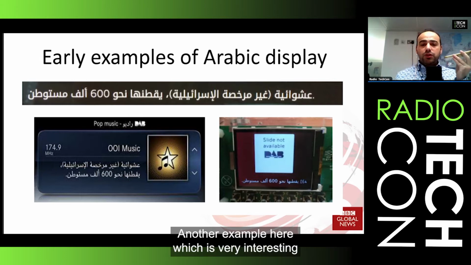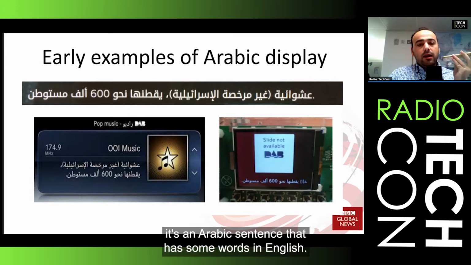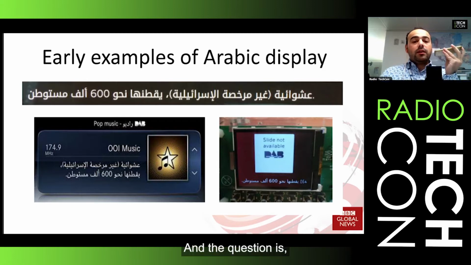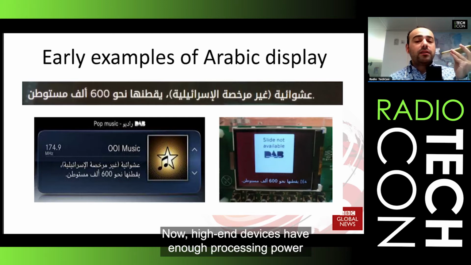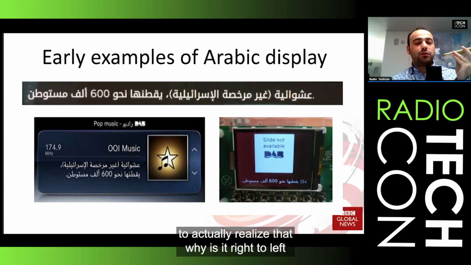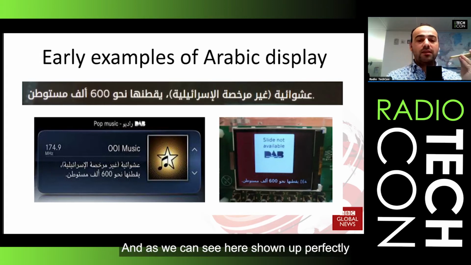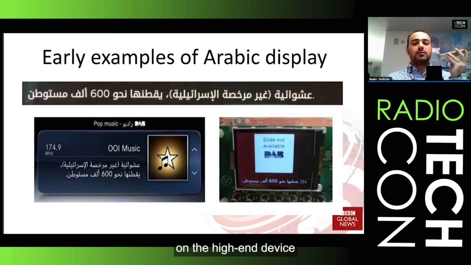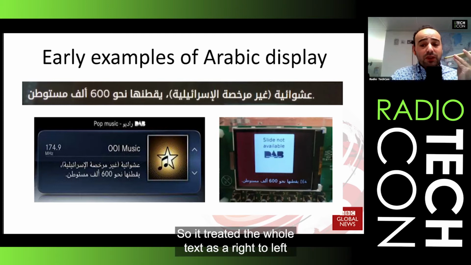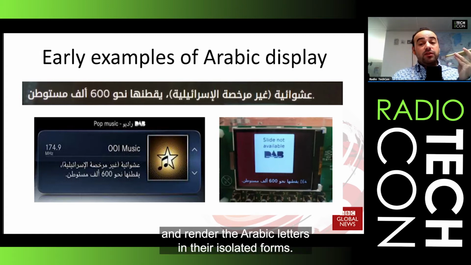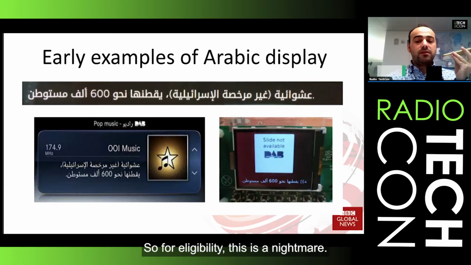Another example here, which is very interesting, is an Arabic sentence that has some words in English. And the question here is how the devices are going to deal with it. Is it right to left or left to right? High-end devices have enough processing power to actually realize what is right to left and what is left to right. And as we can see here, it's rendered perfectly on the high-end device. However, on the other side, the device got confused. It treated the whole text as right to left and rendered the Arabic letters in their isolated forms. So for legibility, this is a nightmare.